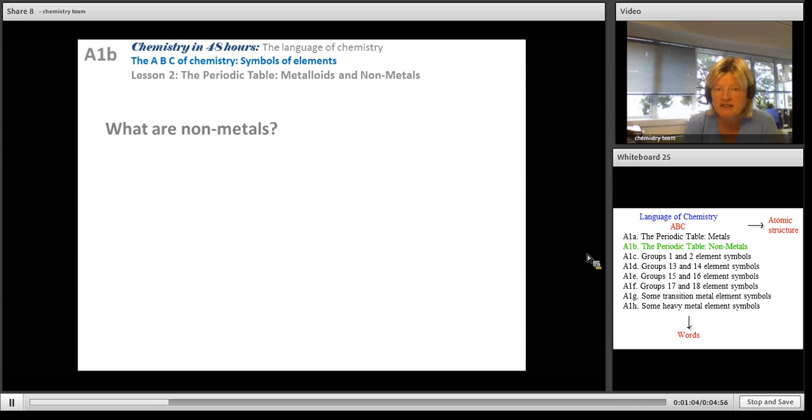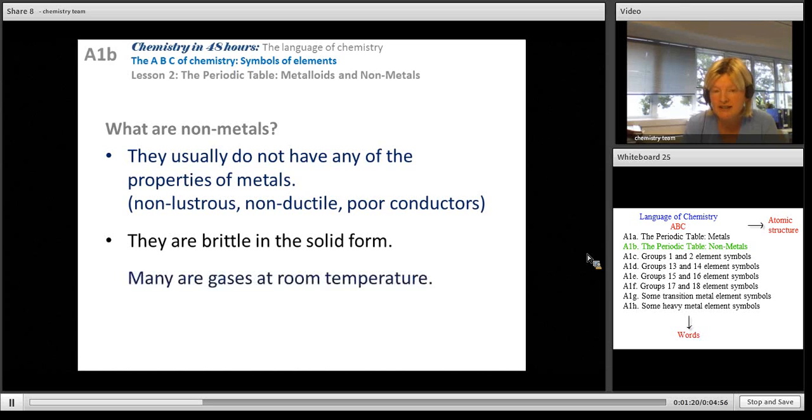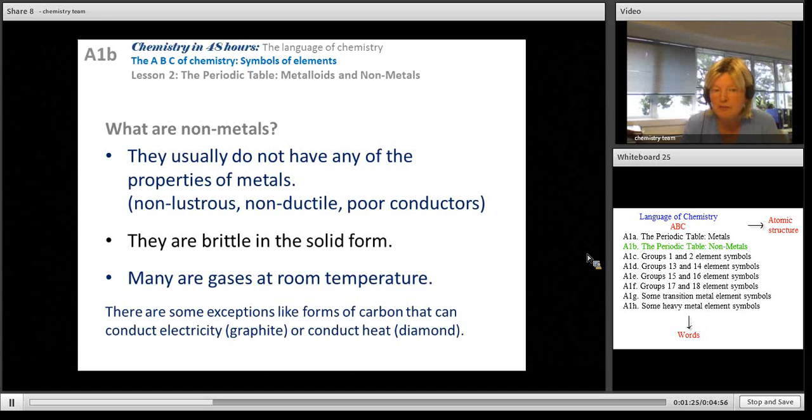Nonmetals are the opposite, so they don't have the properties of metals. They're not lustrous, they're not ductile, they're poor conductors of heat and electricity. They tend to be brittle in solid form, so they'll be powders or they'll break very easily. And many are also gases at room temperature. There are exceptions, like some forms of carbon. Graphite, for instance, conducts electricity, and diamond is an excellent conductor of heat. That is actually one of the ways you can test that you have a diamond instead of a fake.